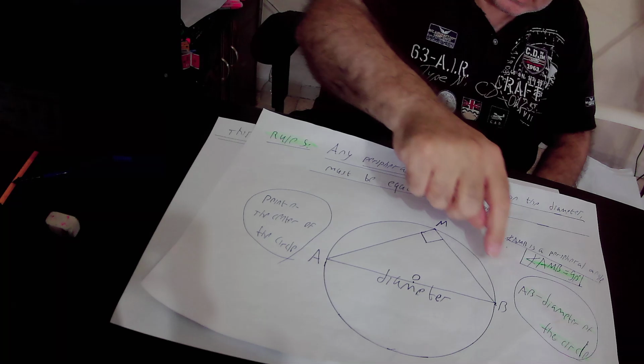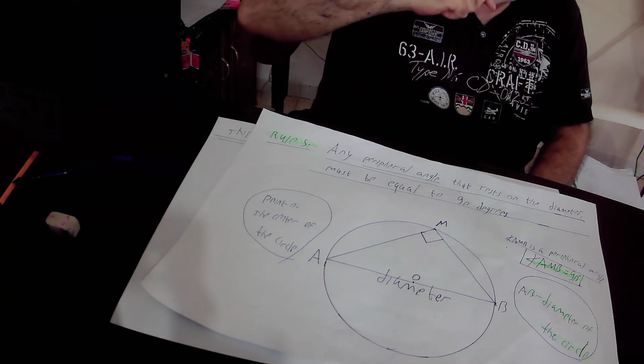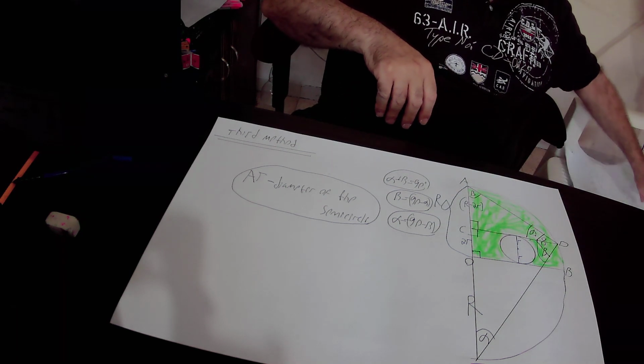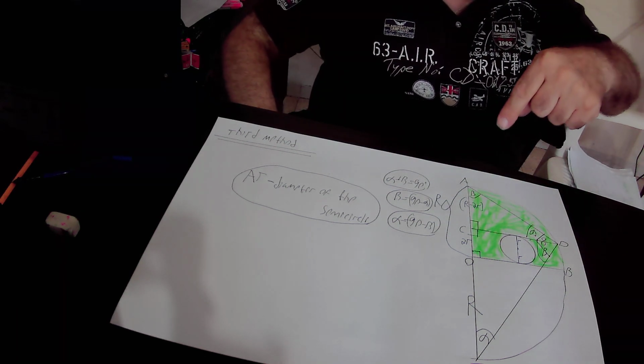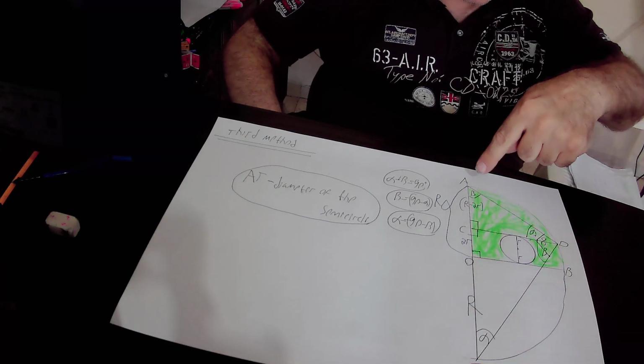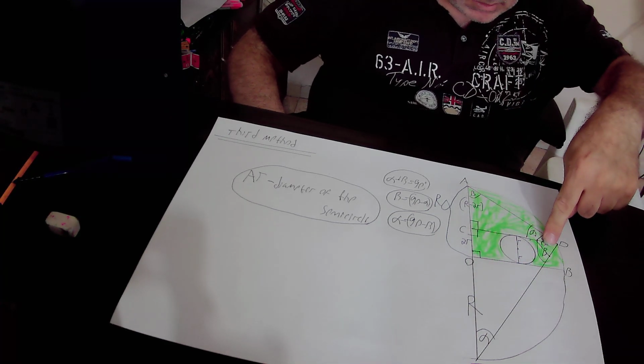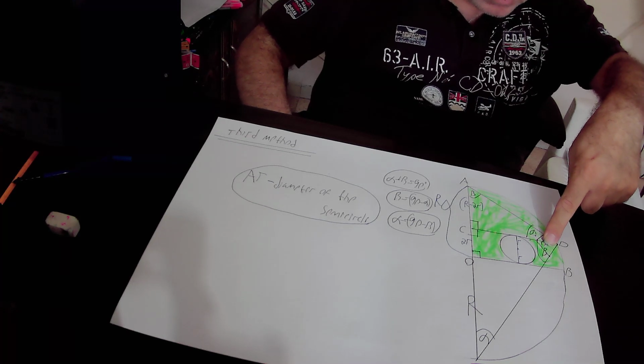Therefore, peripheral angle A and B equals 90 degrees according to this rule number 5. We can implement rule number 5 in our drawing, because in our drawing we have peripheral angle ADT that rests on AT, that is the diameter of the semicircle. Therefore, peripheral angle ADT equals 90 degrees according to rule number 5.